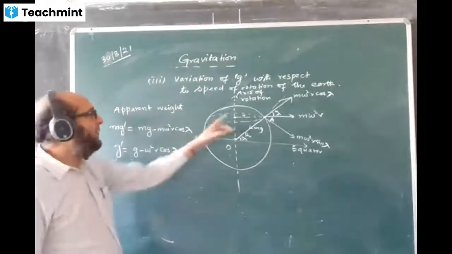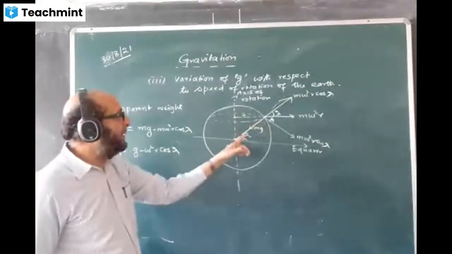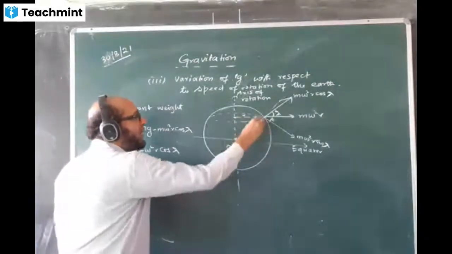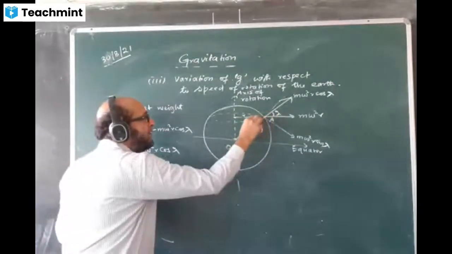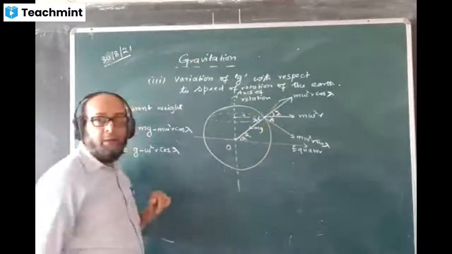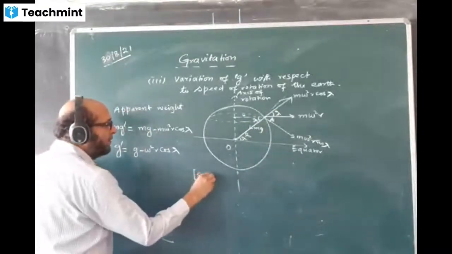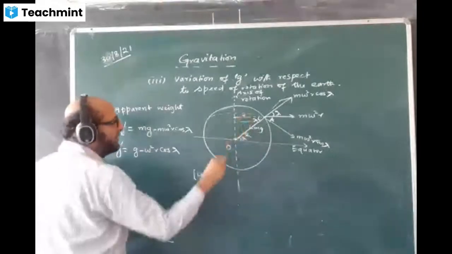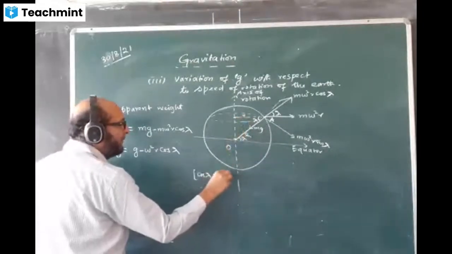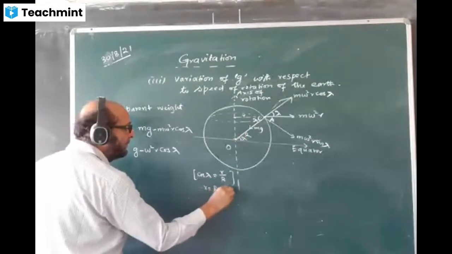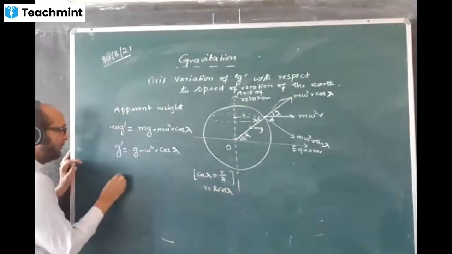This small r will vary from place to place, but this capital R is constant. So I will express small r in terms of capital R. This is lambda angle, so this angle will become lambda, vertically opposite. Now I will use the trigonometry formula here. Cos lambda is base by hypotenuse. Base is small r, hypotenuse is capital R. Therefore, the small r value will become R cos lambda.